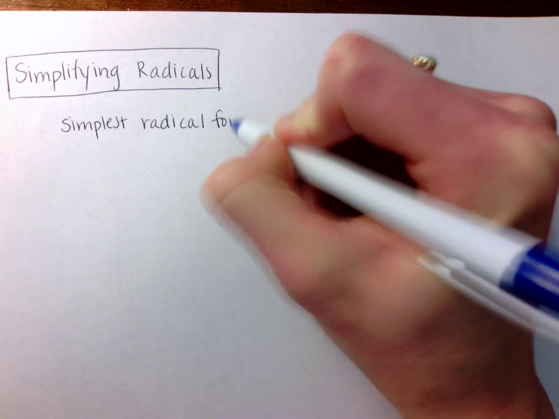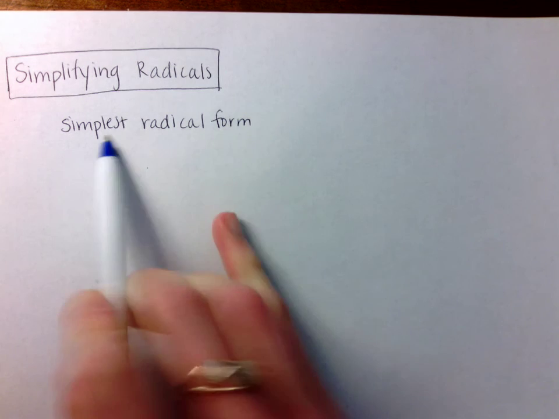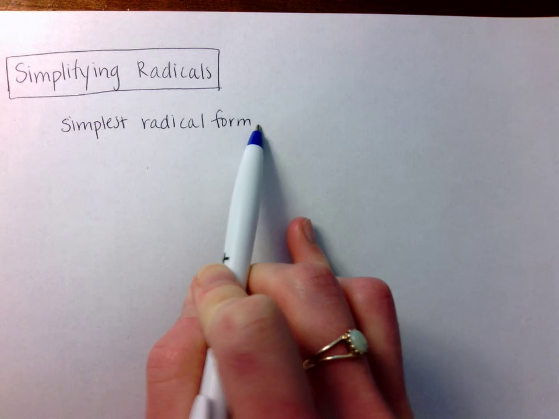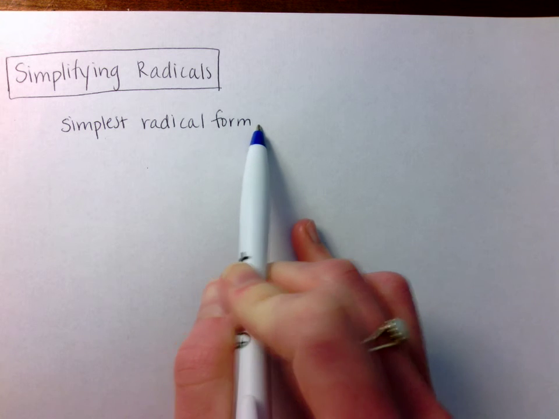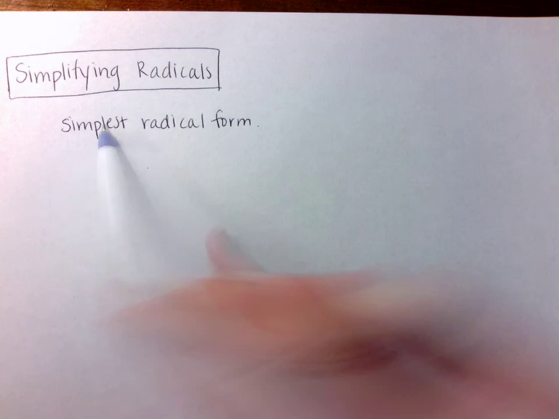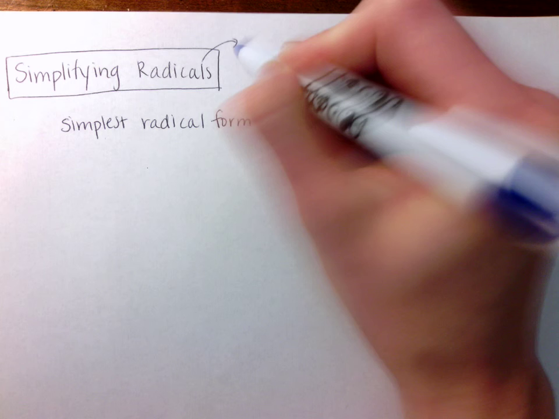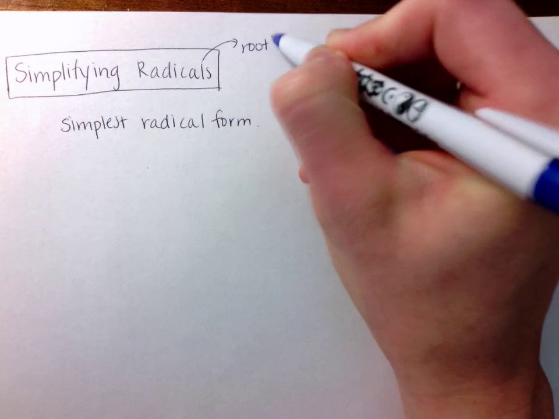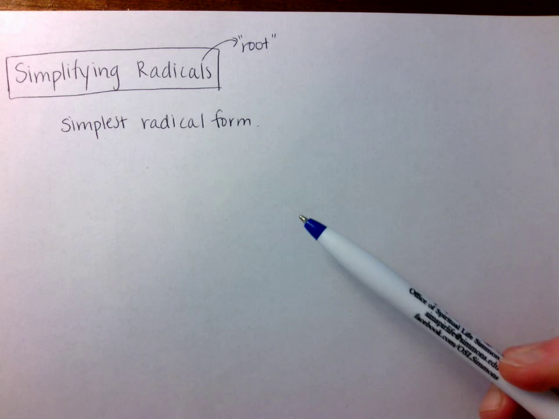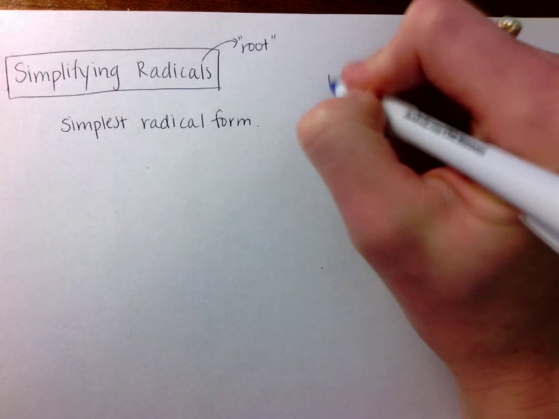And that's simply because if we didn't get it in simplest radical form, everybody could have a different answer based on the perfect squares that they took out. So this is the preferred form for a radical. And if you remember, a radical simply means, it's a fancy word for a root in math. So the first thing you need to remember in order to be able to simplify radicals is your perfect squares.